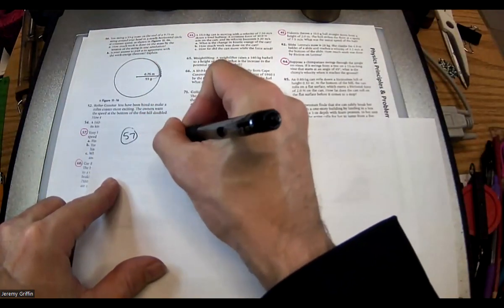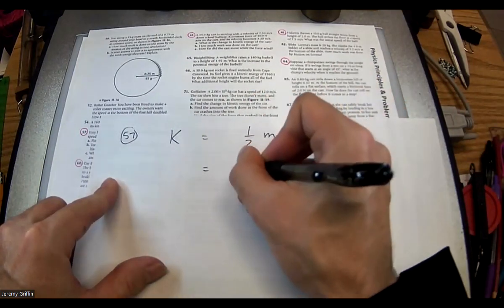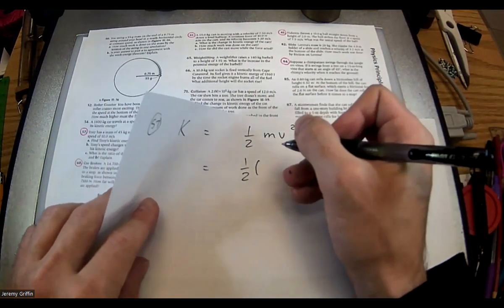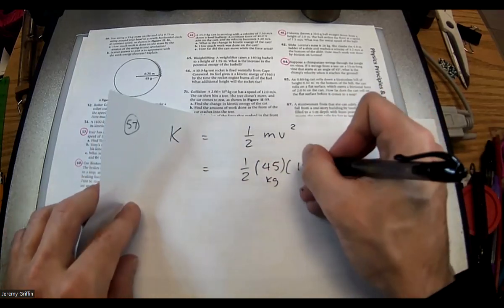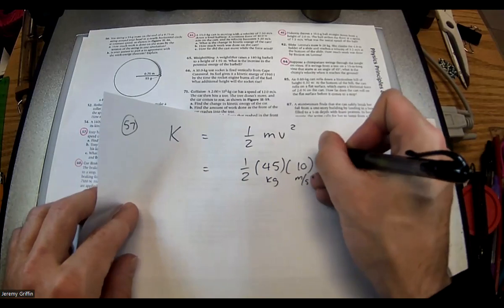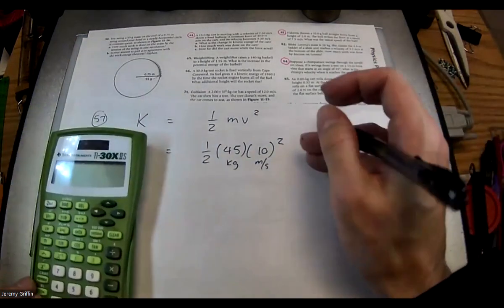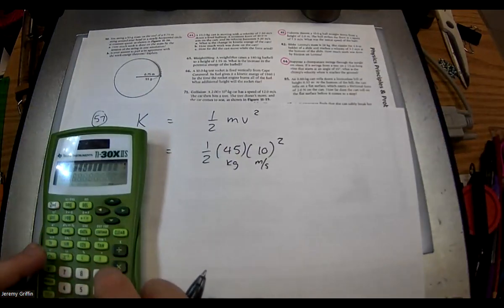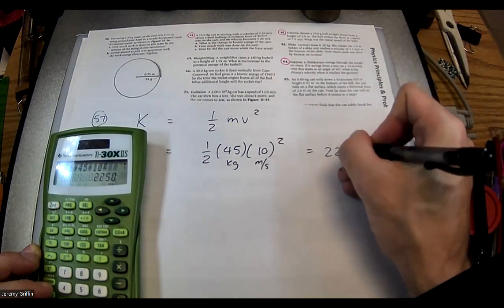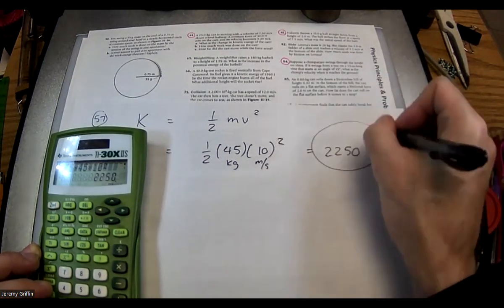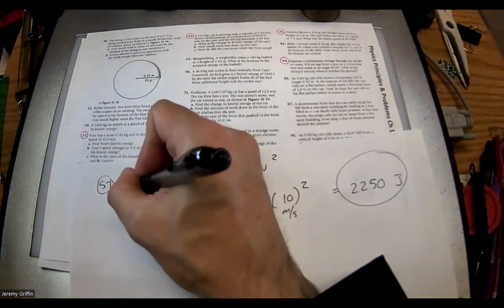57. Kinetic energy, 1/2 mv squared. It's got a mass of 45 kilograms, a speed of 10 meters per second. Square the speed. I'm looking at 2250 joules of energy. Okay, all right, that was question A.